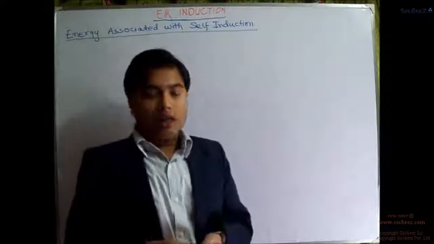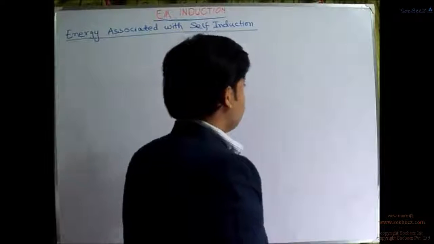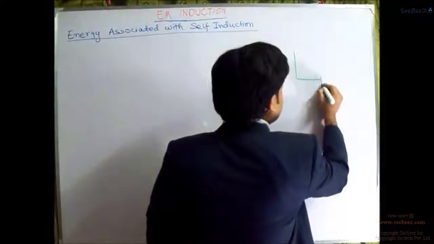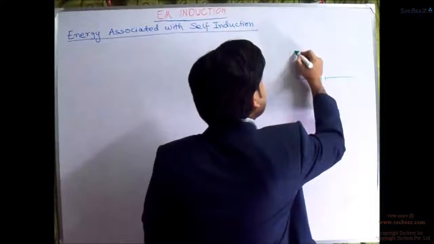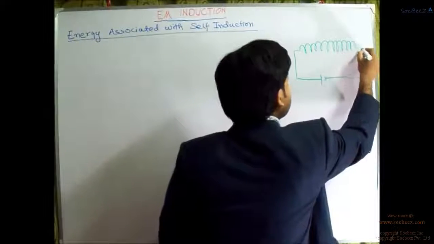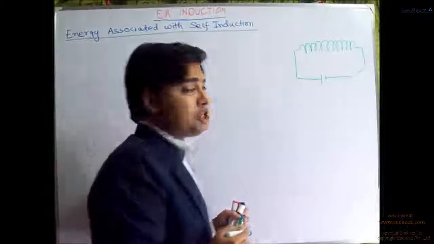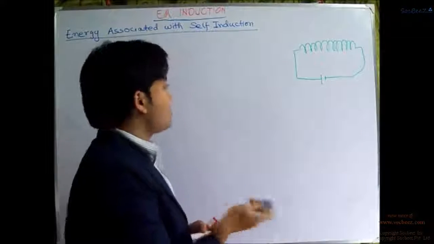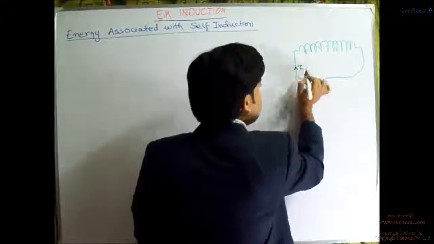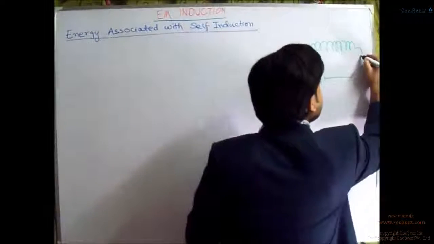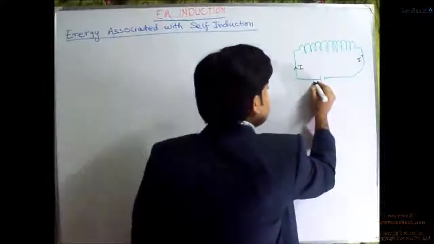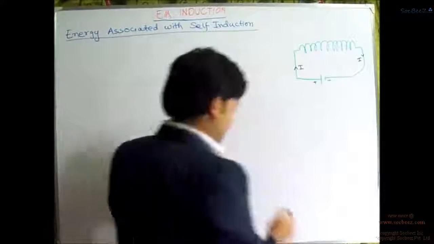Now, as we know, in a self-induction, this is a circuit, right, and over here some current I shall flow. This will be the I. This is the positive side of this battery, this is the negative side.